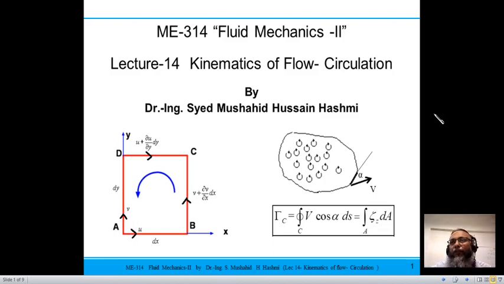This is lecture number 14 for the ME 314 Fluid Mechanics 2 course, and the second lecture of this week. In the earlier lecture, we saw the development of the stream function and its physical meaning, and we plotted the velocity fields using a Java applet, and we used Maple to plot the vector fields.